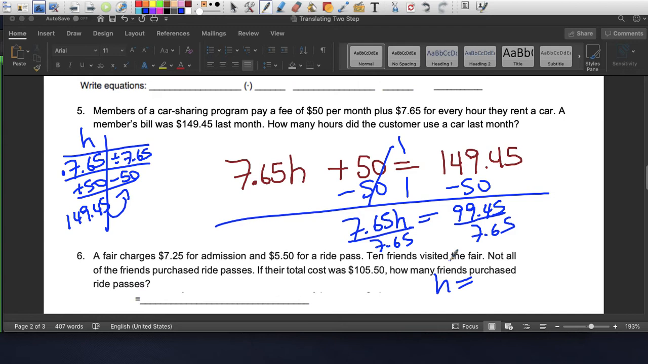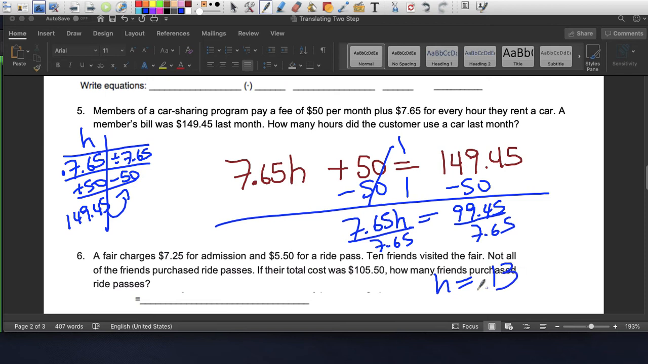99.45 divided by 7.65. Because using my iPhone, not really working. There we go, 13.